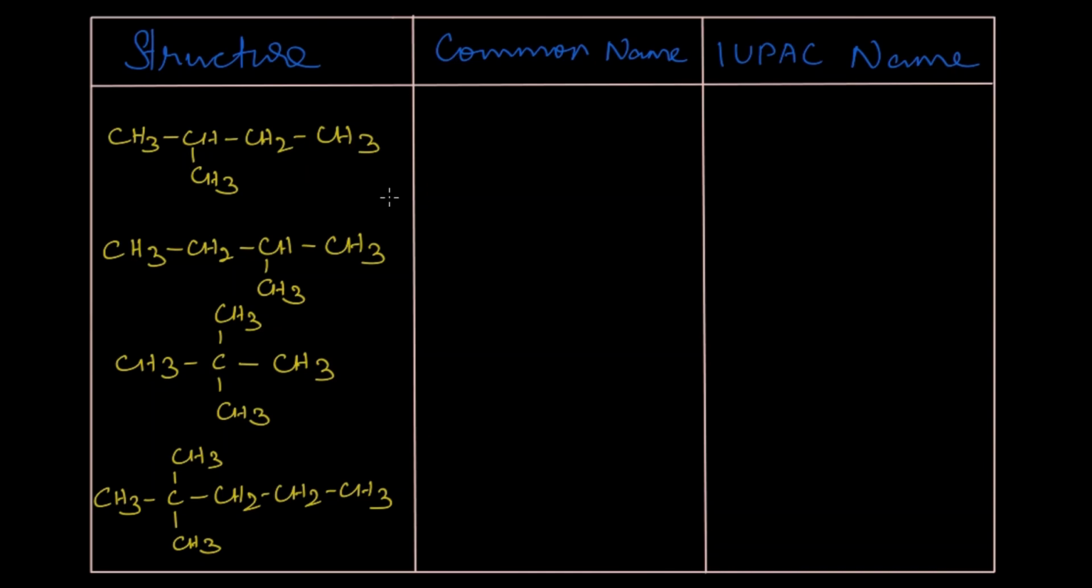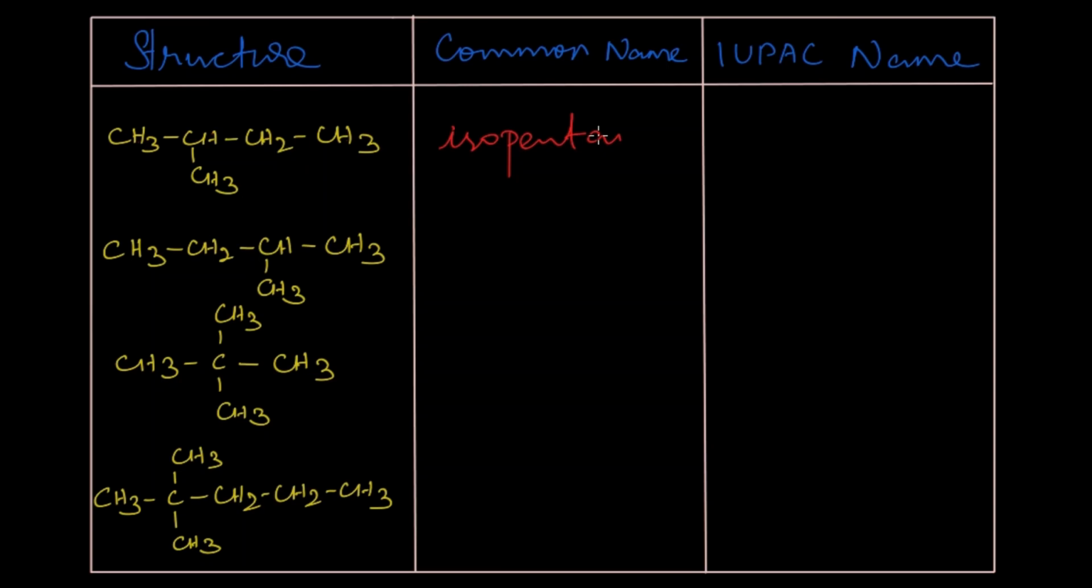For these compounds, we will be having both common name as well as IUPAC name. Here, count the carbon. How many carbons are there? 1, 2, 3, 4. Branch, only one branch. So, you just write the word iso. Totally how many carbon? 5 carbons. So, pentane.